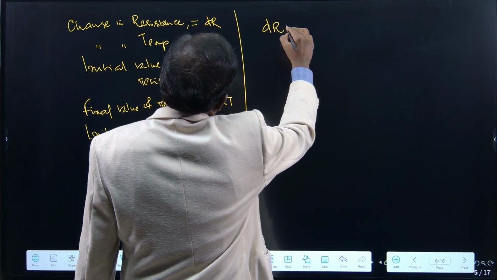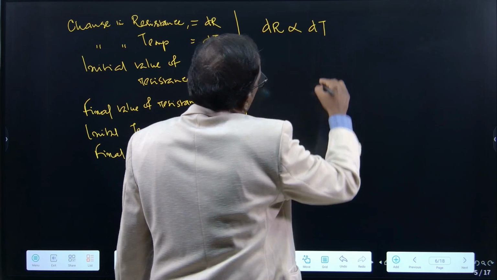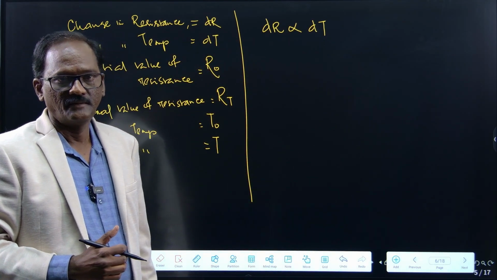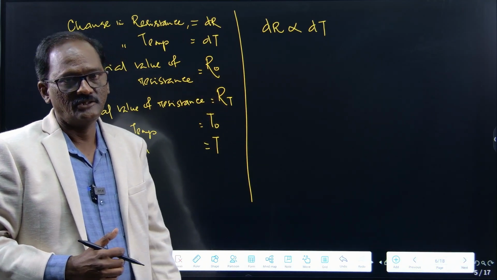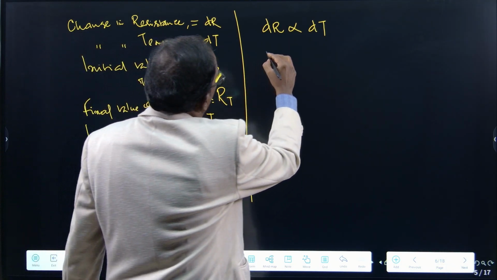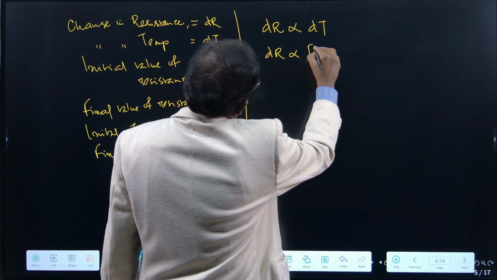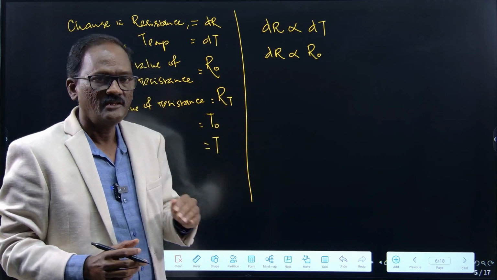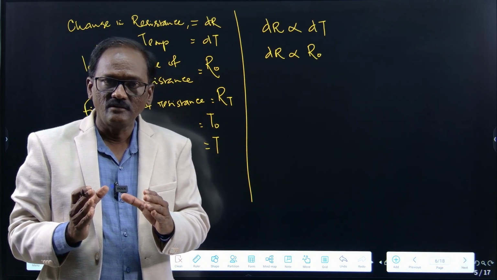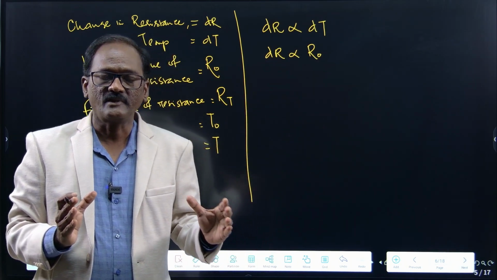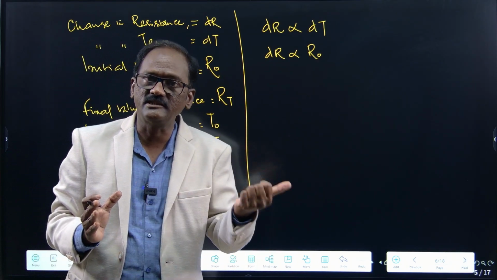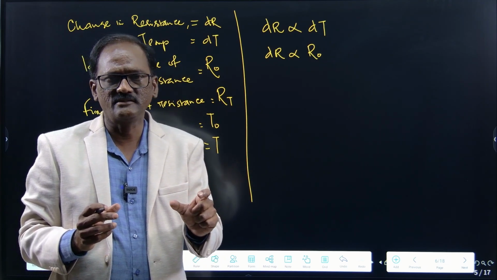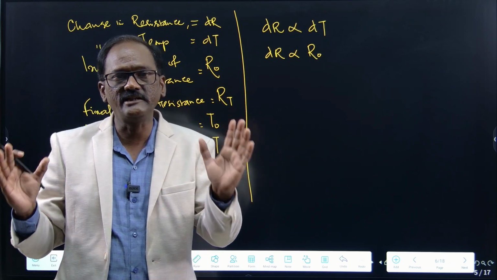dR is proportional to dT. So we have discussed here, dR is proportional to dT. dR is also proportional to R0, the reference value, initial resistance value. If the initial resistance value is more, the difference will be more. Due to temperature variation, the change will be more. If the initial R0 is less, this will also be less, right? Small variation for small initial value, high variation for high initial value, right?